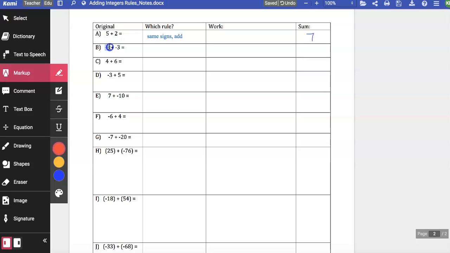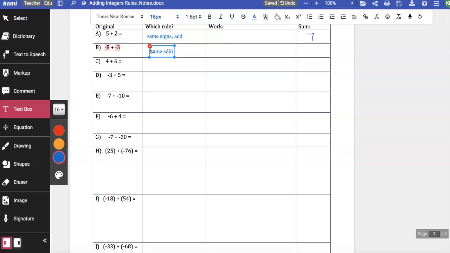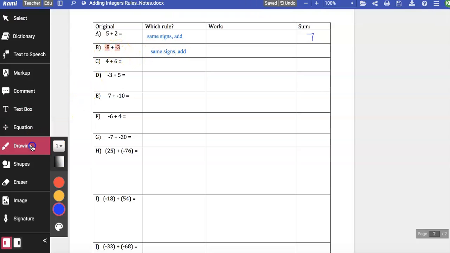So we have a negative 8 and a negative 3. So the signs are the same. I'll go to my typing. Same signs, we add. So 8 plus 3 is 11. So a negative 8 plus a negative 3 gives me negative 11.